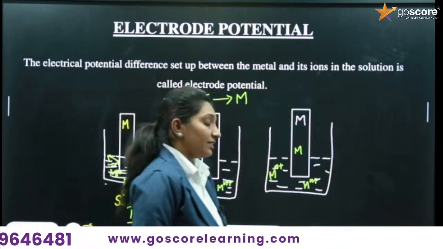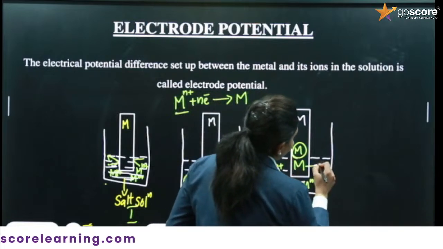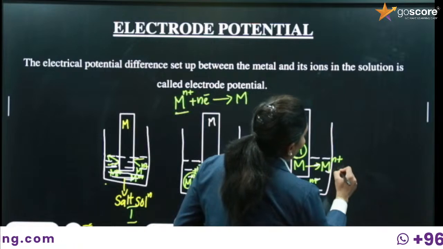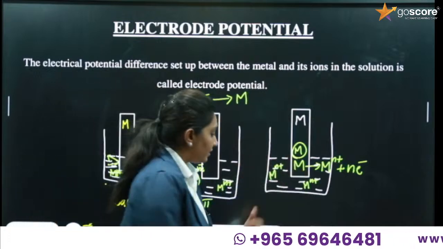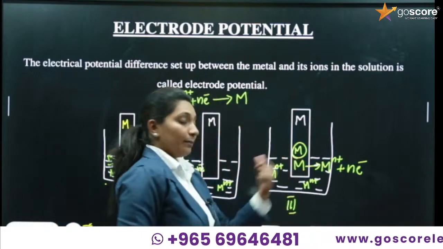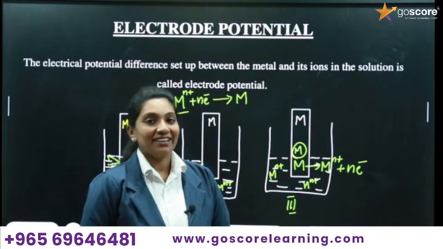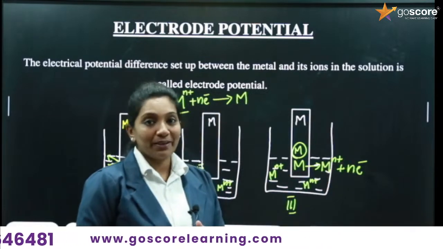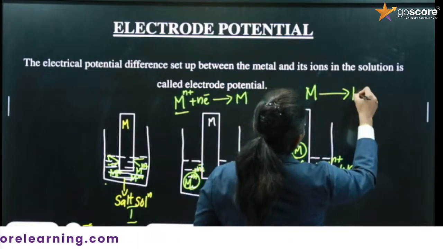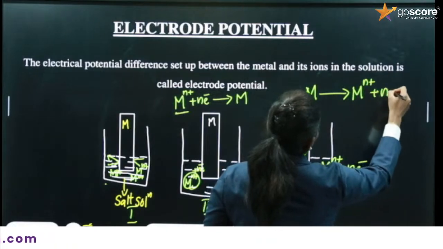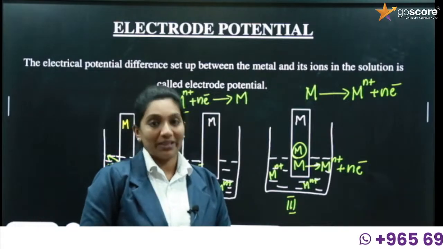Then what will be the third case? In the third case, the metal converts into metal ions by losing n electrons. The metal loses n electrons and converts to metal ions. Losing electrons means the metal is getting oxidized, right? Here the metal rod is getting oxidized to metal ions.